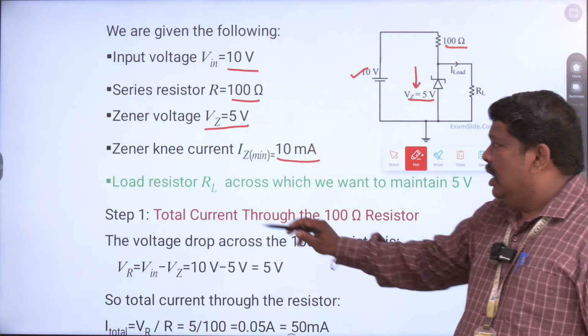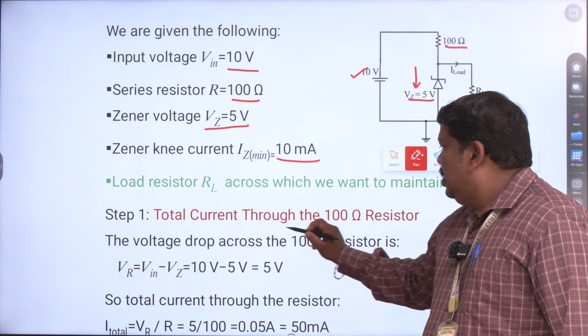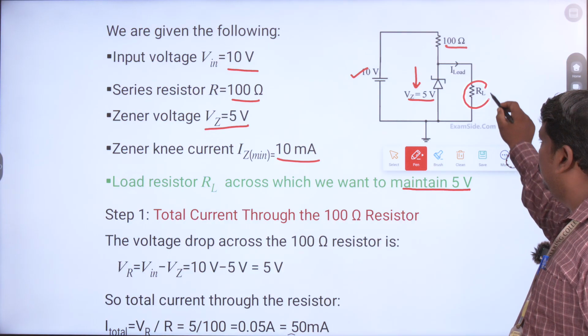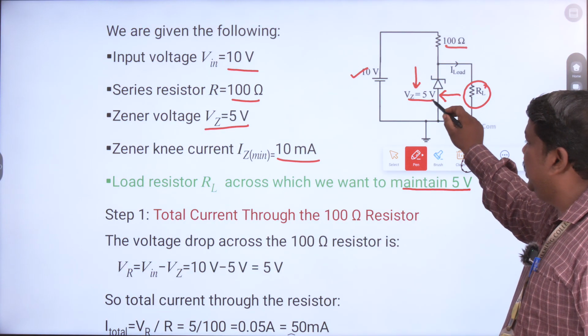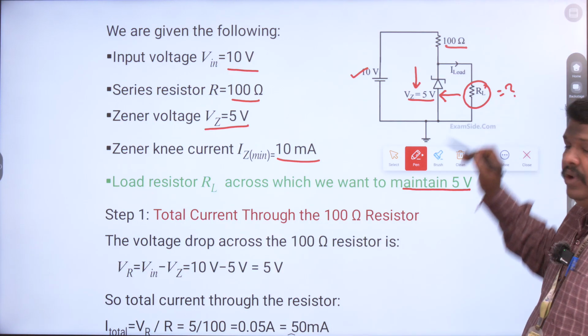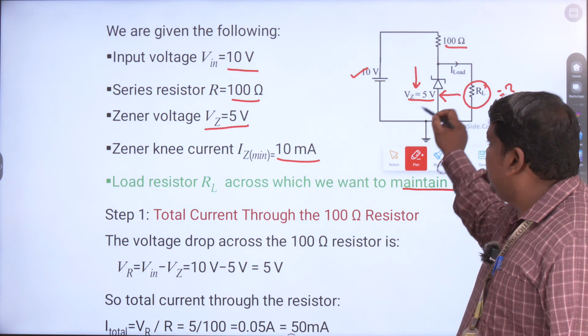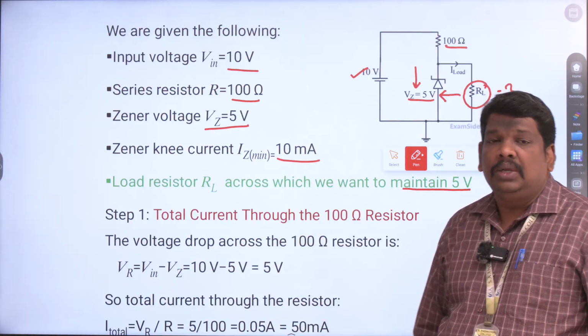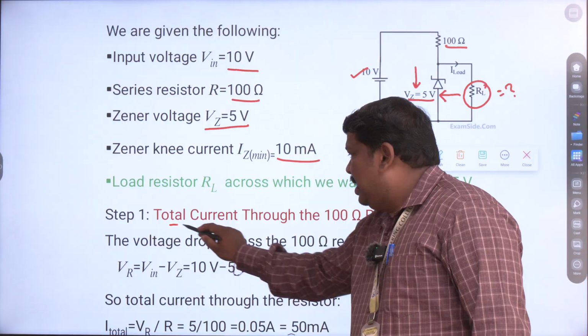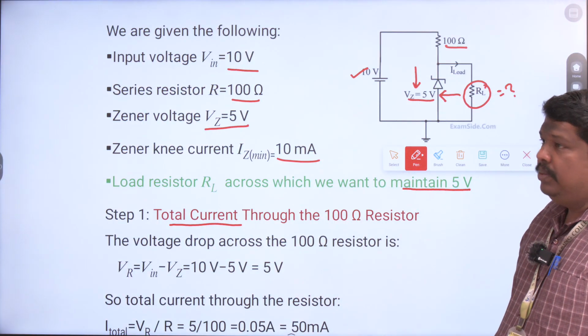The main thing is that across the load resistance RL, we want to maintain 5 volts. In this load resistance we have to maintain 5 volts, and then we need to find the value of the load resistance when we are maintaining 5 volts across the Zener diode. For the first step, we have to calculate the total current through the 100 ohm resistance.